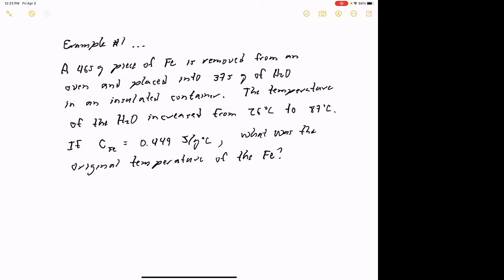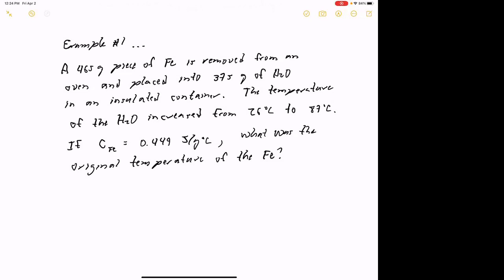All right. So I've got a 465 gram piece of iron. Okay. And I'm going to put that in an oven and get it hot. All right. So then once it's hot, I'm going to take it out of the oven and I'm going to dump it into 375 grams of water in a coffee cup calorimeter.